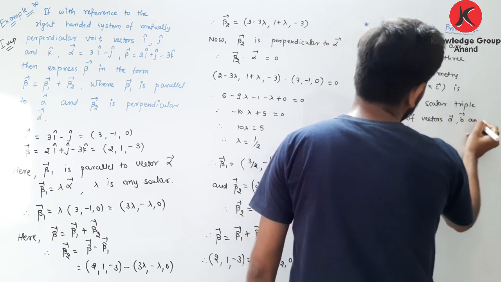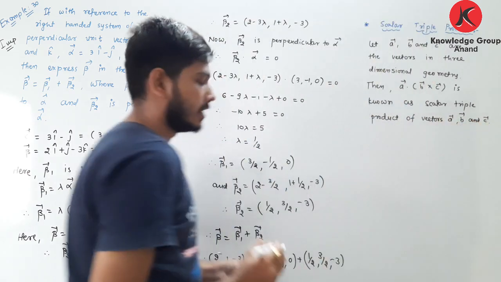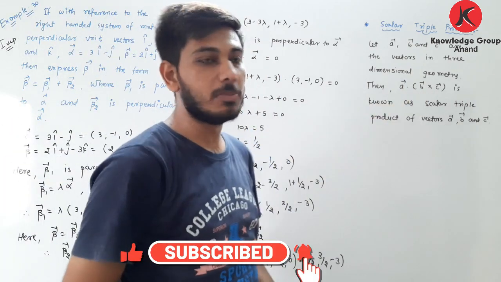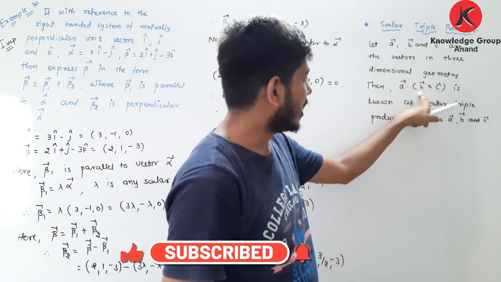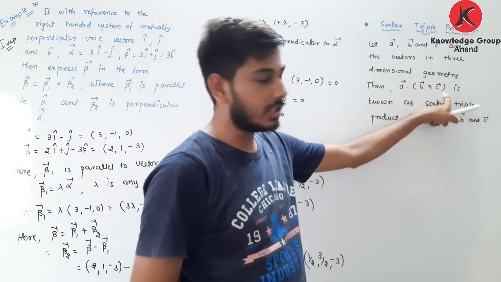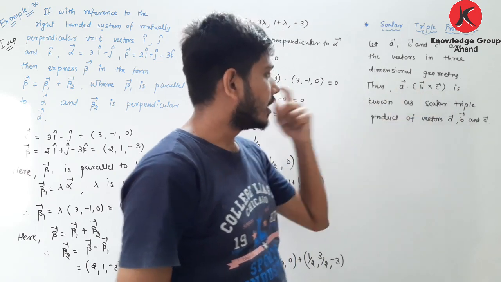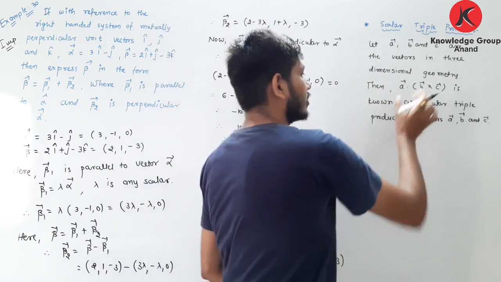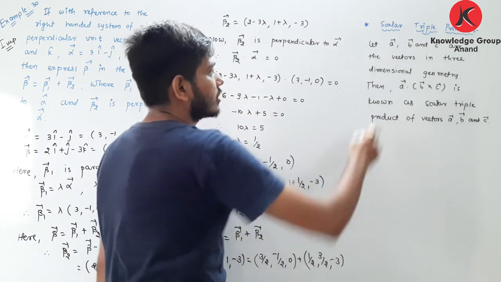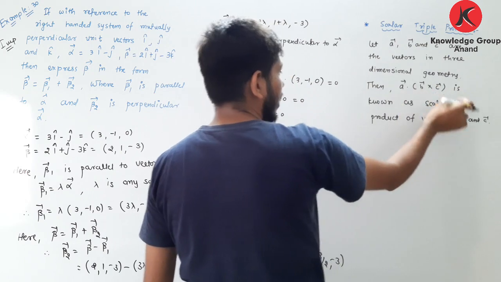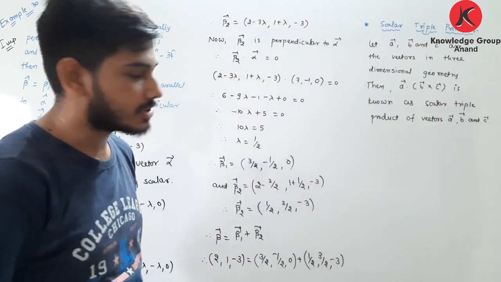A bar, B bar and C bar. So this is the scalar product of A bar with B bar cross C bar. If B bar cross C bar is a vector quantity and A bar is also a vector quantity, then the scalar product of these two vectors gives the scalar triple product. Triple means 3 vectors, scalar means the answer will be a scalar quantity.